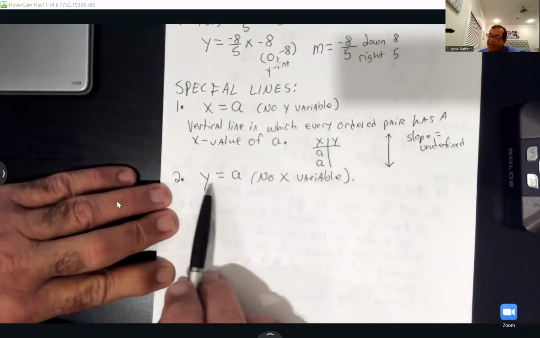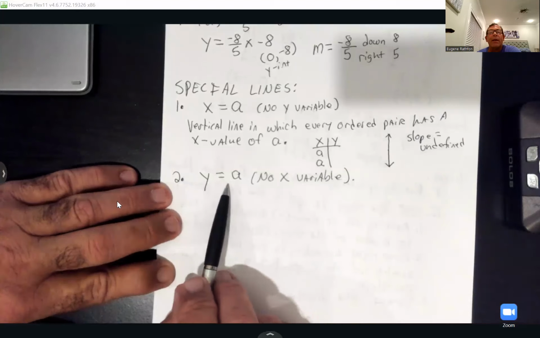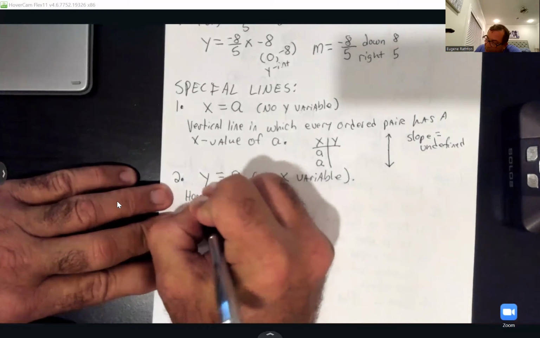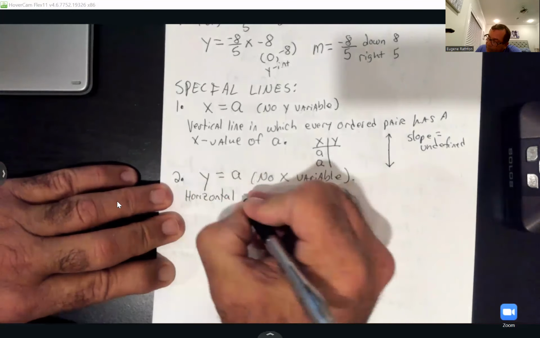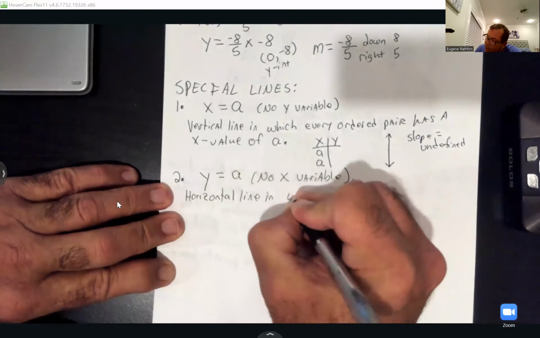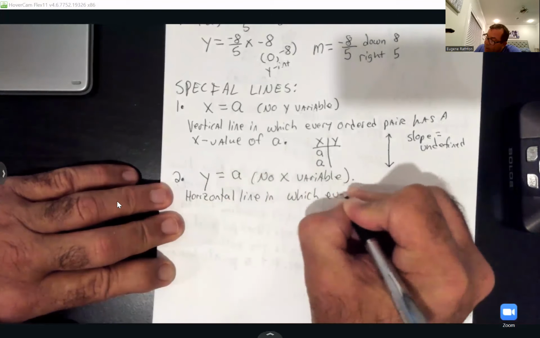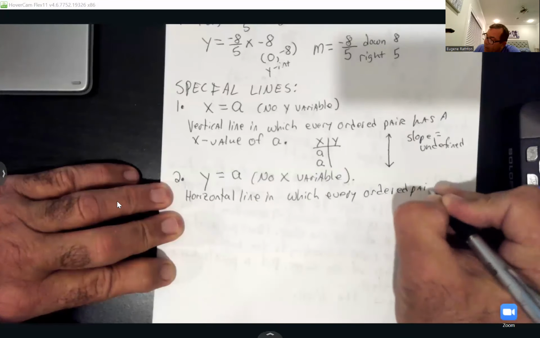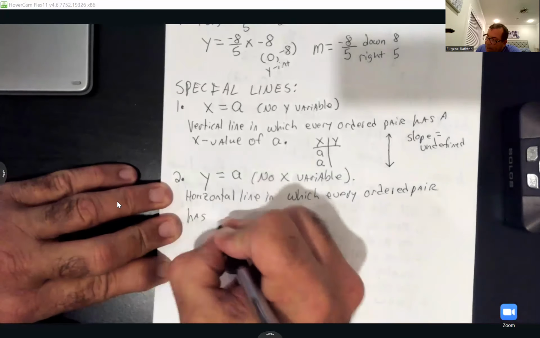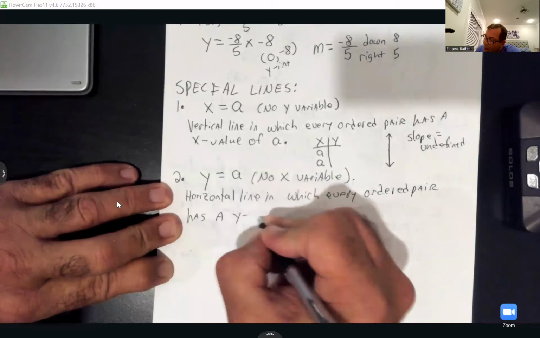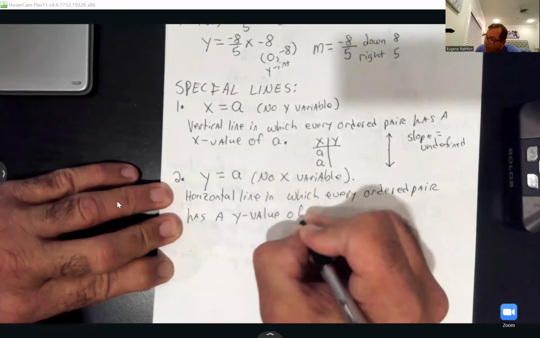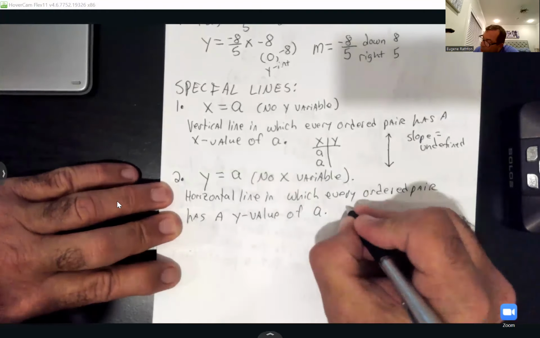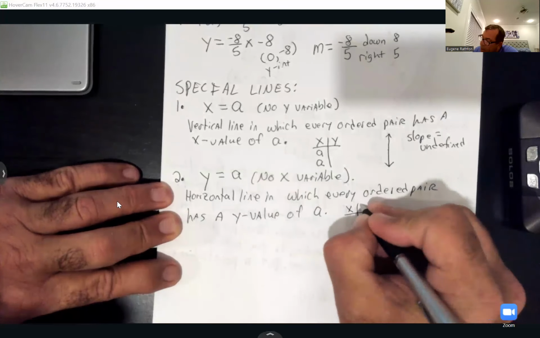So now let's look at the second line, y equals a. This has no x variable, so this is going to be a horizontal line in which every ordered pair has a y value of a. So no matter what the a is, the y values will all be that. So here's your y's.